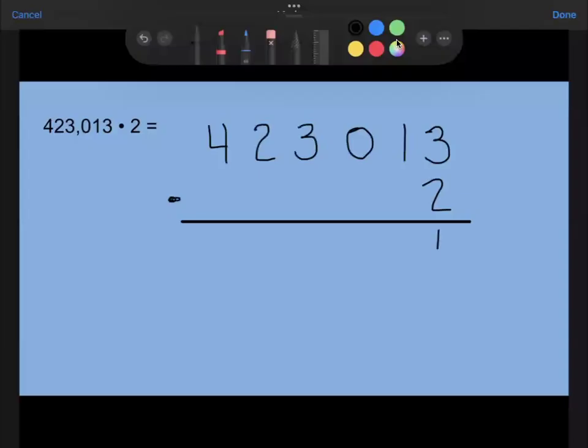3 times 2 is 6. 1 times 2 is 2. 0 times 2 is 0. 3 times 2 again is 6. 2 times 2 is 4. And 4 times 2 is 8. Final answer here, 846,026.